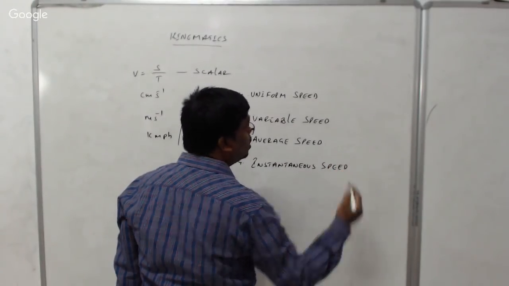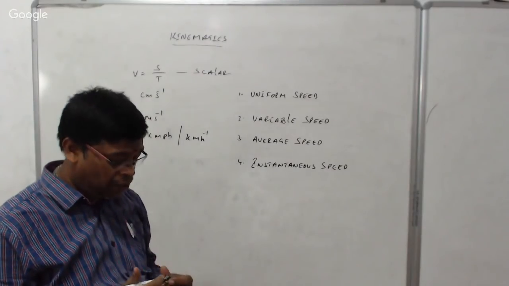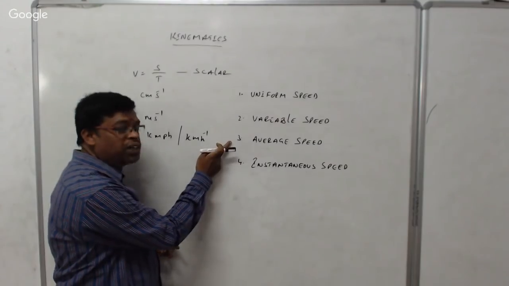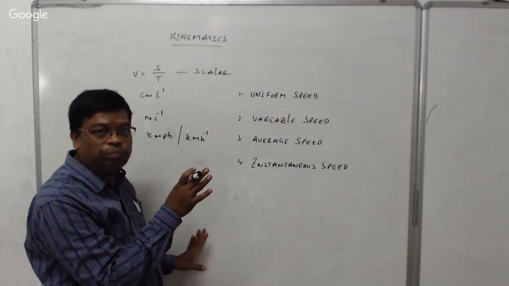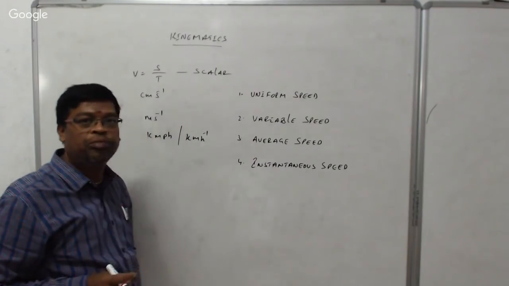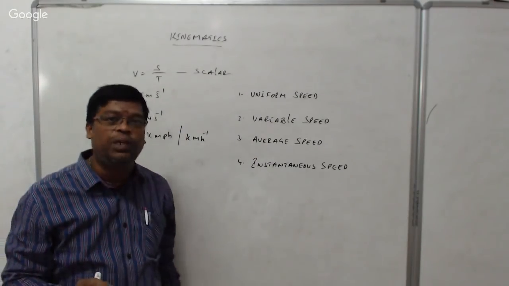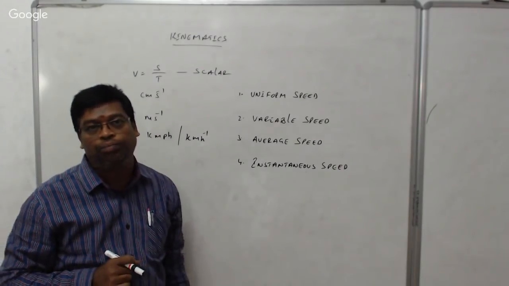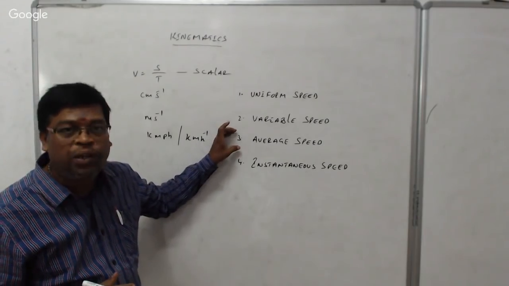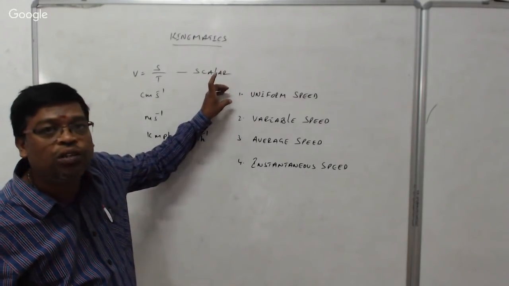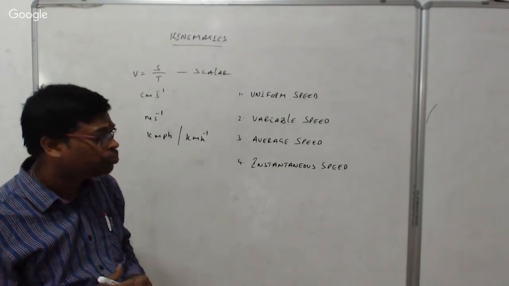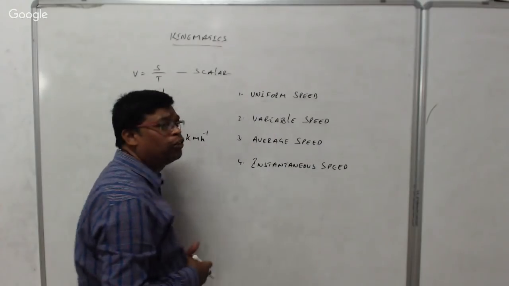I have mentioned that only three types of speeds are there, but I have listed four. The actual term speed does not exist. The actual terminology of speed is average speed. We have the term called average speed, but not just a speed. So that's why I've just included average speed, but actual types of speeds are uniform, variable, or non-uniform, or instantaneous.